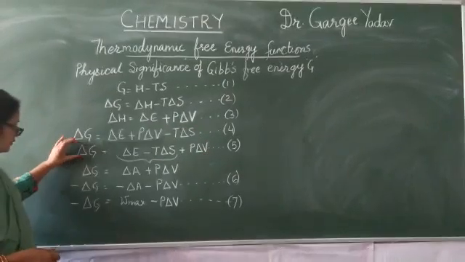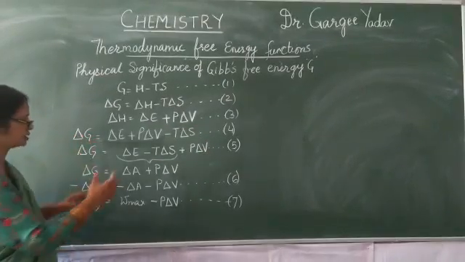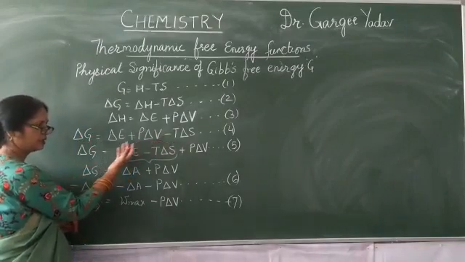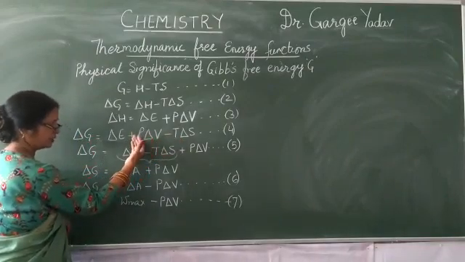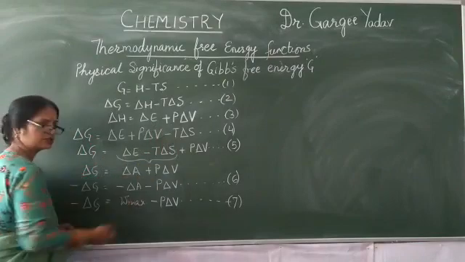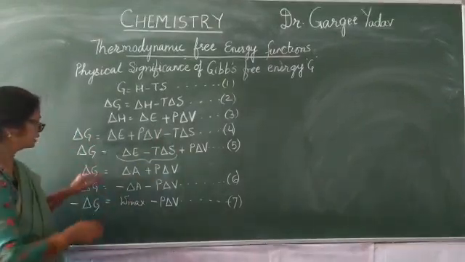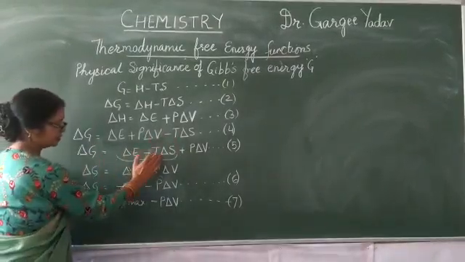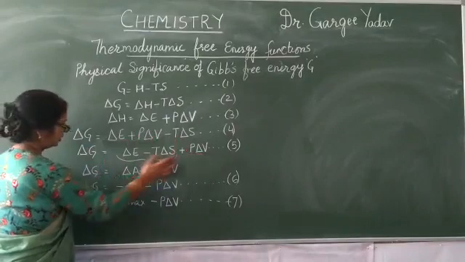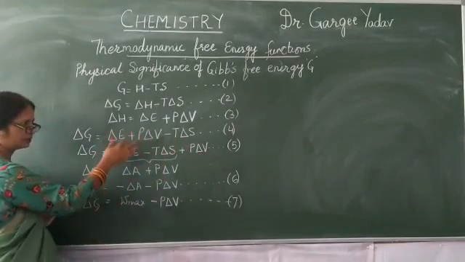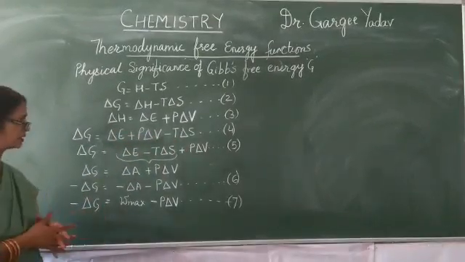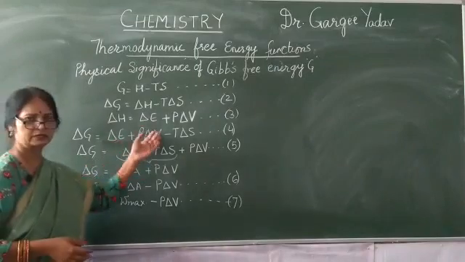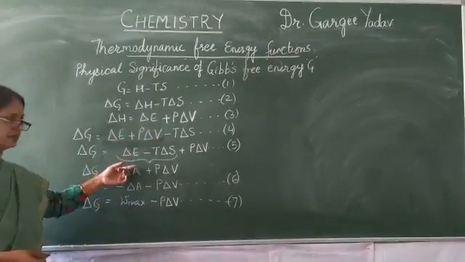Now just see, ΔG will be equal to, a slight rearrangement is there. I have brought it to this place and this I have shifted to this just for your understanding. So ΔE minus TΔS plus PΔV. This is the same equation, equation number 4 and 5 are the same, except that a little bit of rearrangement has been done just for your understanding.